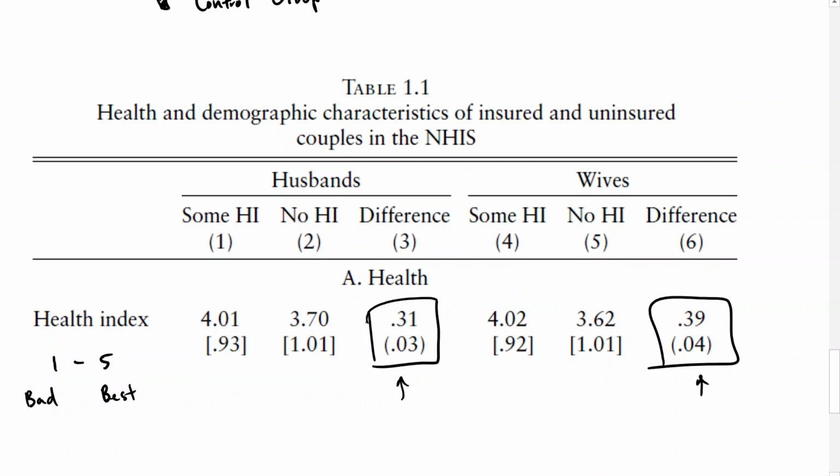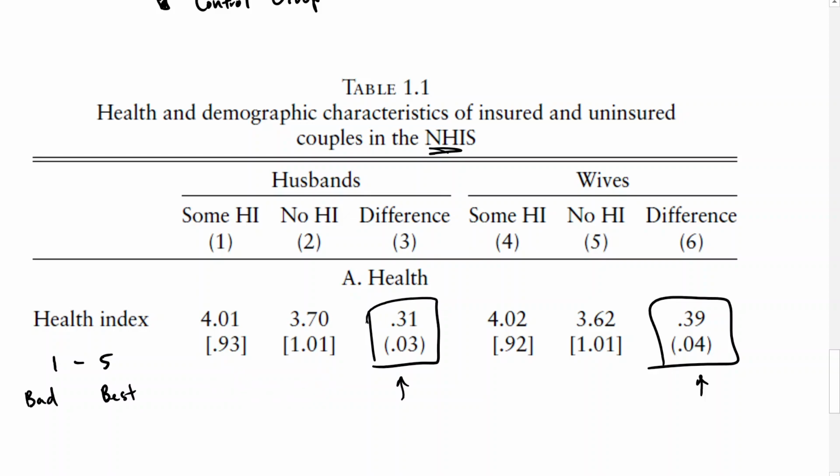The problem is we have a whole bunch of people here in a health insurance group and a whole bunch of people here in a no health insurance group. But this is just reported data. This is not a randomized control trial. This is just, if people have health insurance, here's their health. If they don't, here's their health.